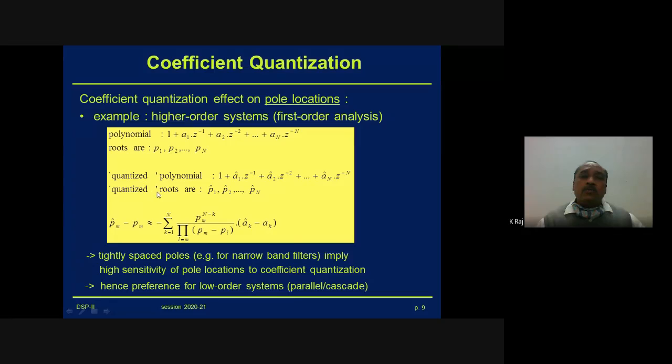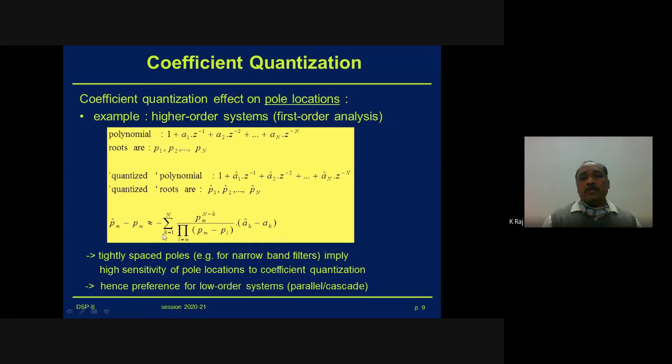Now the quantized roots, in place of p1, p2, p3 up to pn, will be the modified roots, that is p1 cap, p2 cap, like that up to pn cap. So a difference has to be analyzed. What is the difference between these two types of poles? If we consider the difference, it can be summarized in the form of a formula.